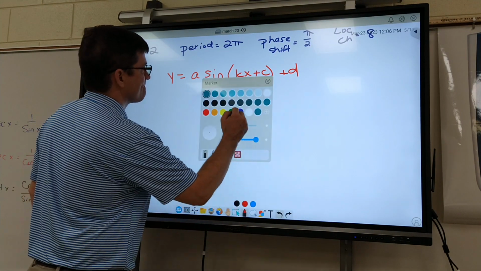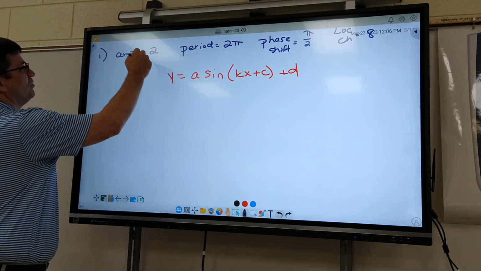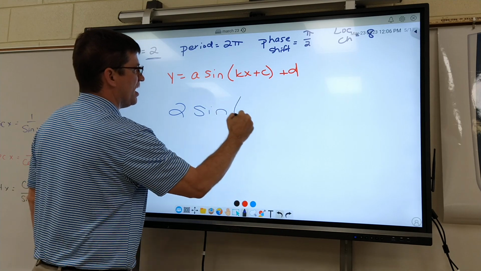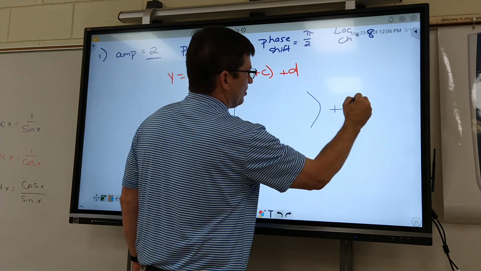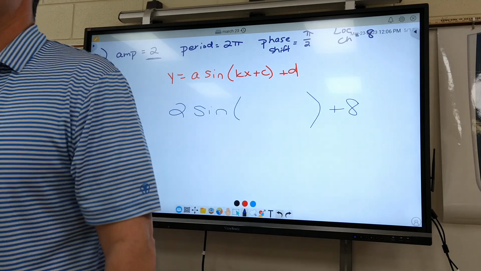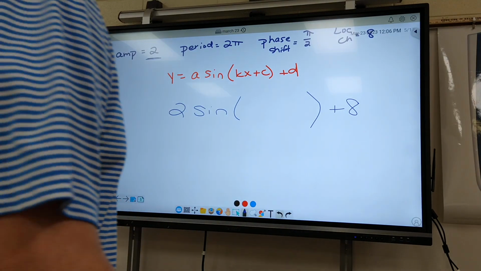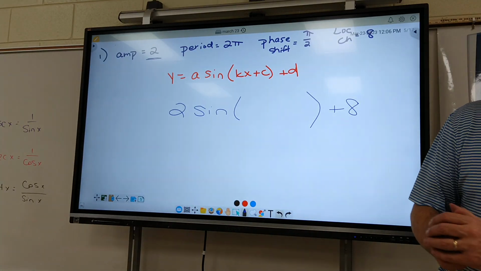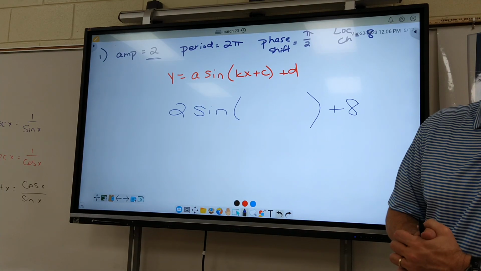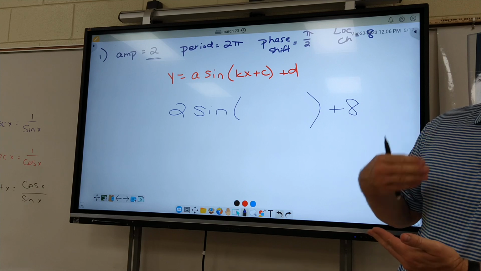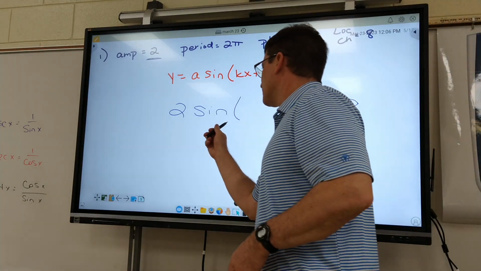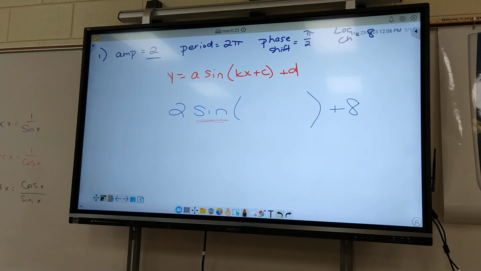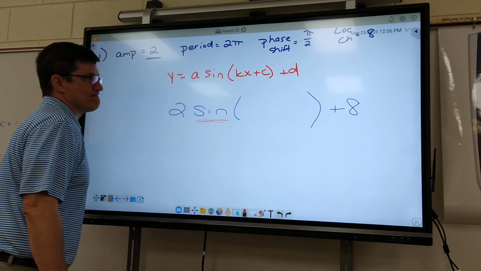Y equals. You can start y equals. Put the amplitude in front of the sine. So this would be 2 sine, parentheses, with a plus 8 on the end. How do you know it's sine? Good question. I should have read the instructions. The instructions for 1 through 4 say write an equation of the sine function. So 1 through 4 are all going to be sine. We're going to put sine right there in that spot on 1 through 4. Any question how we started it?